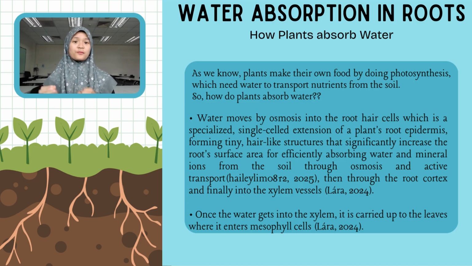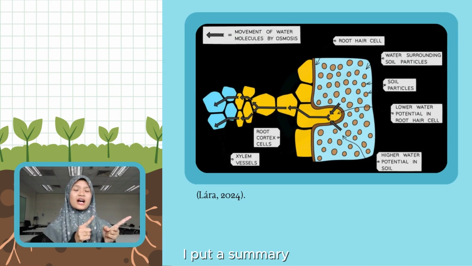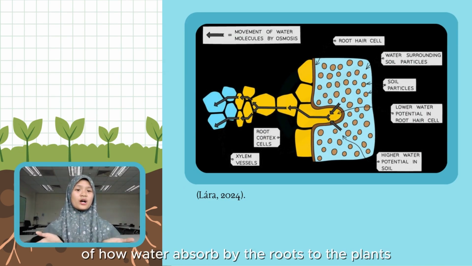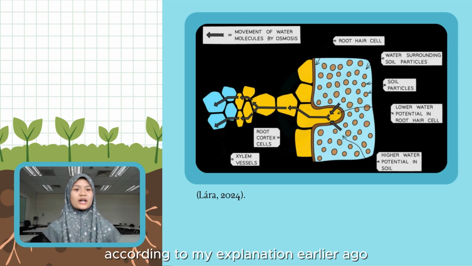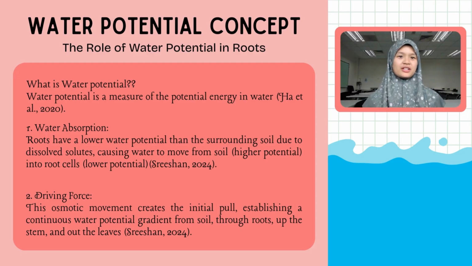So after water moves by osmosis into the hair root cell, it goes to the root cortex, and then finally it goes to the xylem vessels. Once the water gets into the xylem, it is carried up to the leaf to enter the mesophyll cell. Here I put a summary of how water is absorbed by the roots of the plants according to my explanation earlier. The role of water potential in roots.